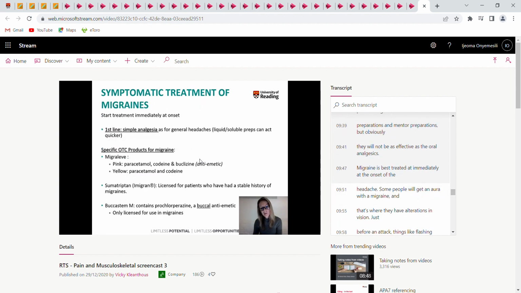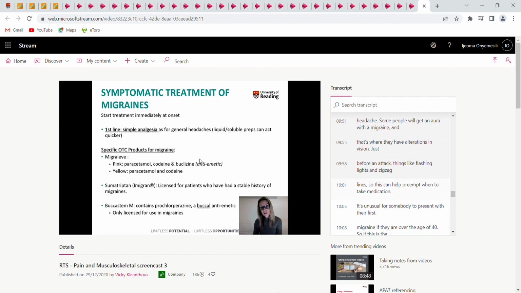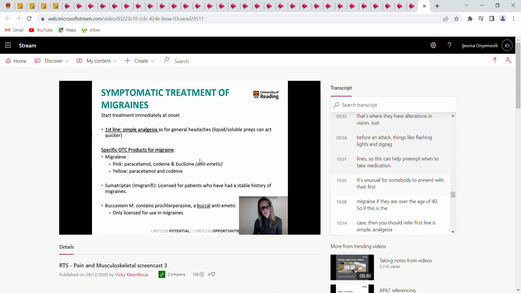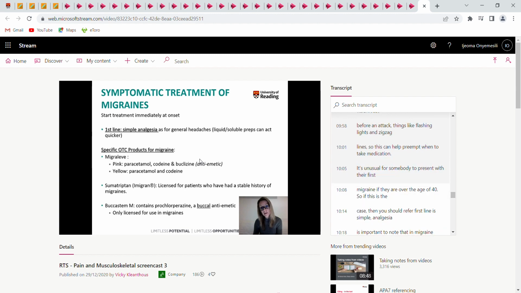Migraine is best treated immediately at the onset of the headache. Some people will get an aura with a migraine, and that's where they have alterations in vision just before an attack, things like flashing lights and zigzag lines. So this can help preempt when to take medication. It's unusual for somebody to present with their first migraine if they're over the age of 40, so if this is the case, then you should refer.